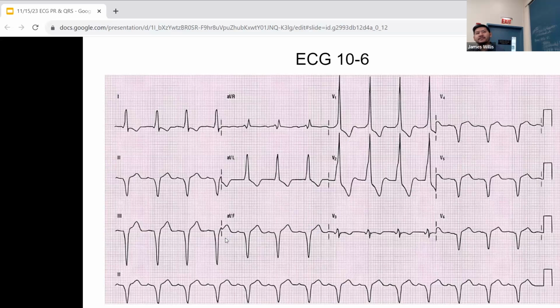What do you think of the QRS interval? So wide, yeah. Sinus rhythm, wide, upright in V1, V2. That would give you right bundle branch block. What else about the morphology of the QRS complex? I can see it on here.